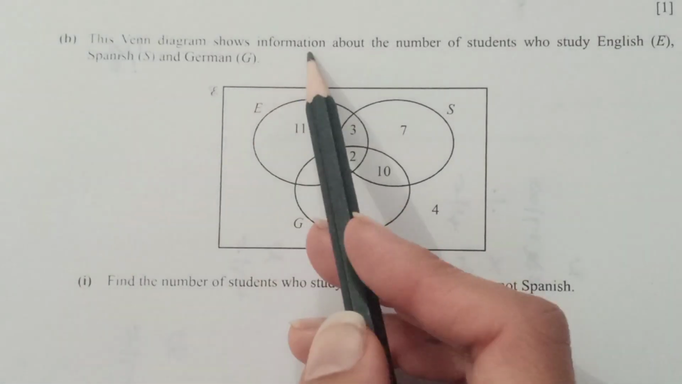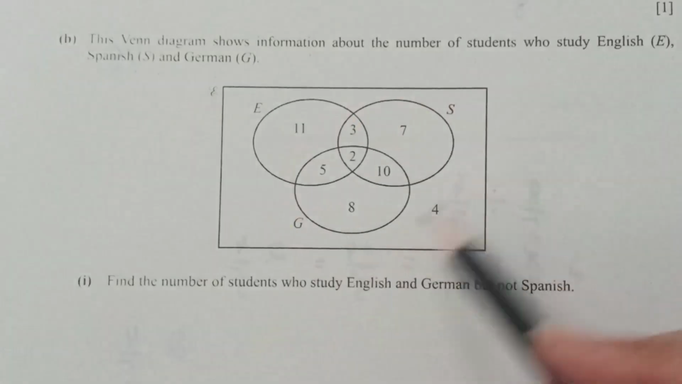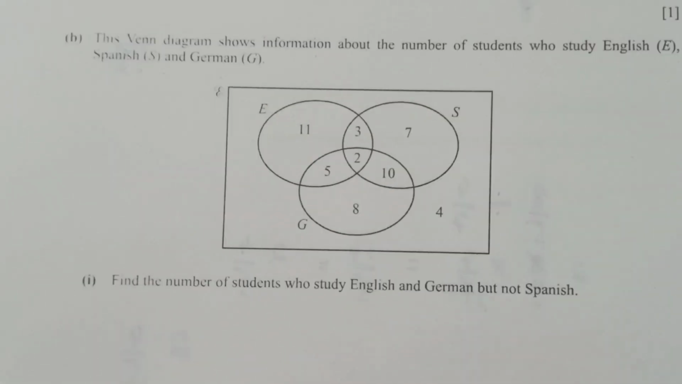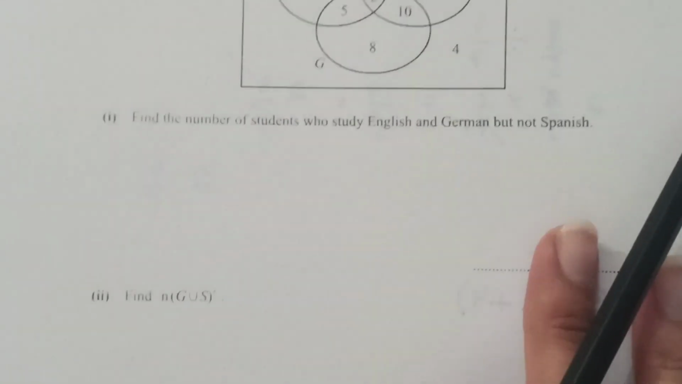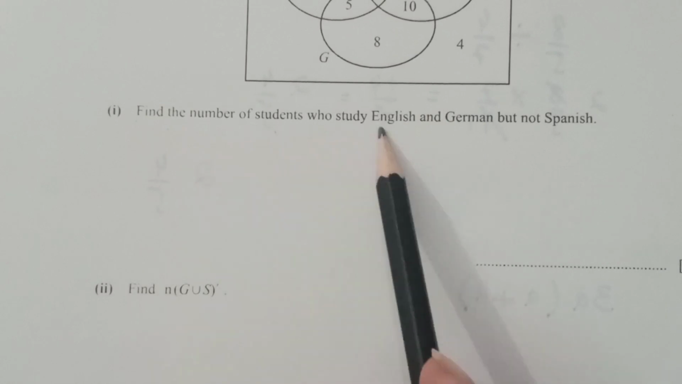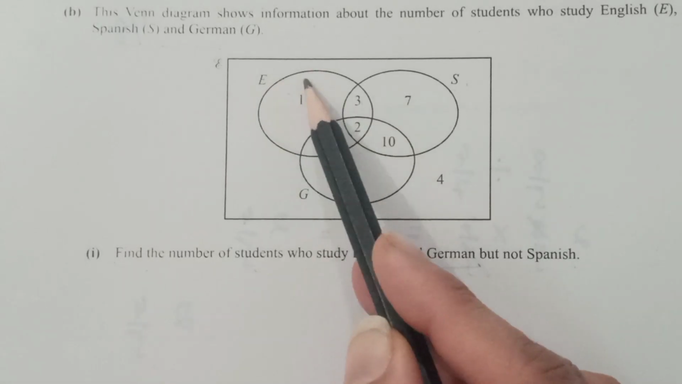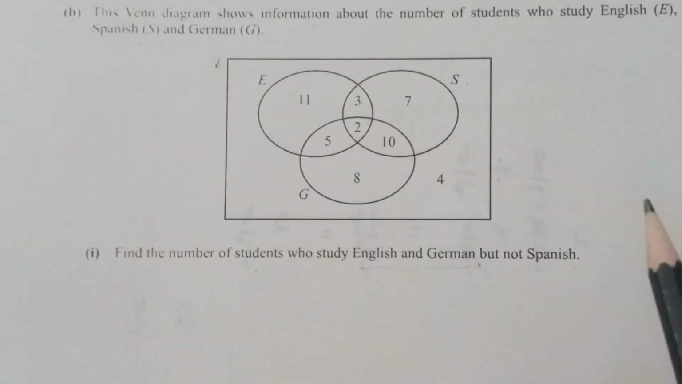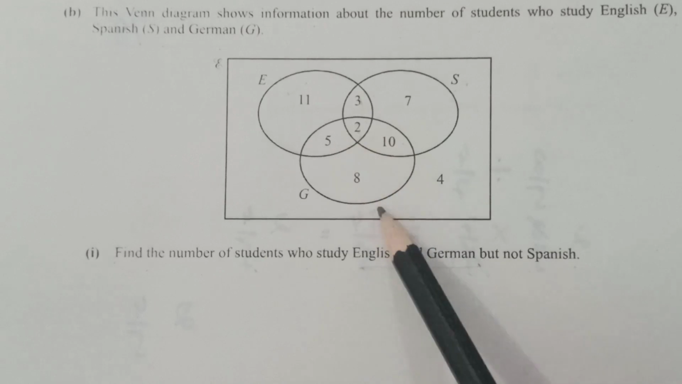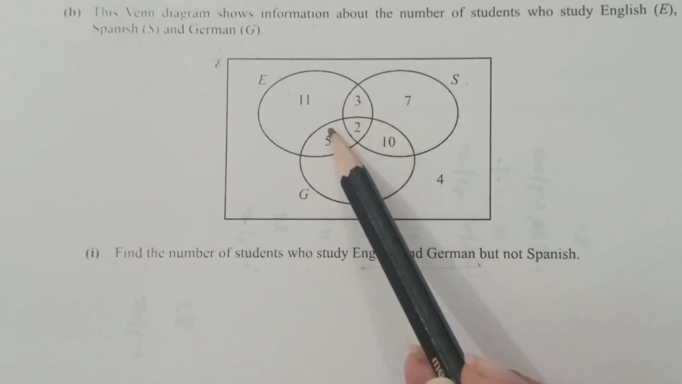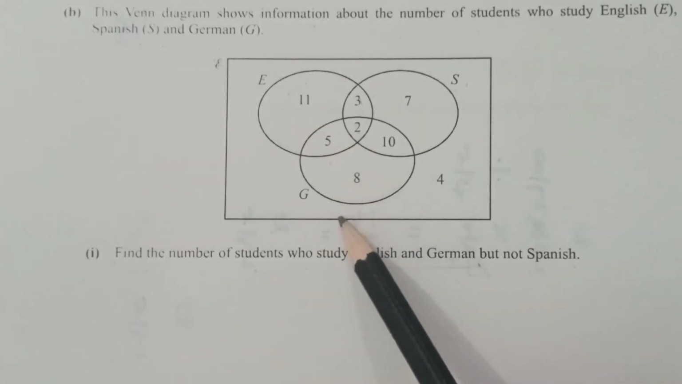And B part, the Venn diagram shows information about the number of students who study English, Spanish and German. Now in part 1, find the number of students who study English and German but not Spanish. Look at this, that is the students who study English, that is German, and that is Spanish. We don't include these numbers, and only the number 5 is included in the students who study English and German both.